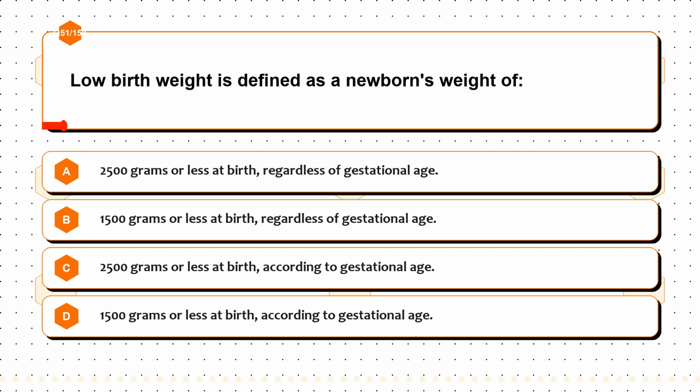Question 51. Low birth weight is defined as a newborn's weight of. Here are the options. Option A. 2,500 grams or less at birth, regardless of gestational age. Option B. 1,500 grams or less at birth, regardless of gestational age. Option C. 2,500 grams or less at birth, according to gestational age. Option D. 1,500 grams or less at birth, according to gestational age.